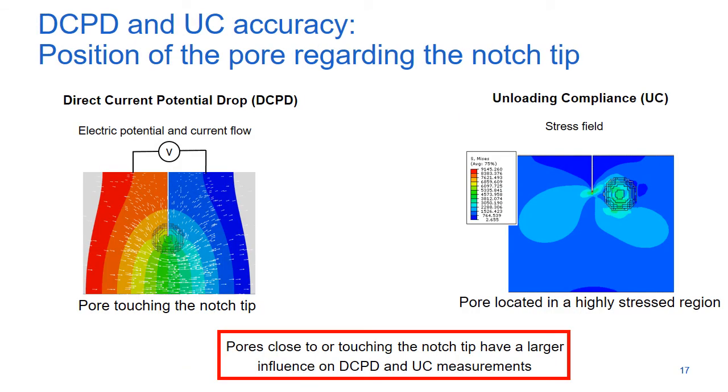The porosity simulation results show that the parameter that affects unloading compliance and DCPD results the most is the position of the pore with respect to the notch tip. In the case of DCPD, a pore close to or touching the notch forces the current, represented in the left figure by white arrows, to flow underneath the pore, affecting the potential drop measured at the surface. In the case of unloading compliance simulations, figure on the right, a pore in the notch region that is highly stressed affects the specimen stiffness and therefore unloading compliance measurements.